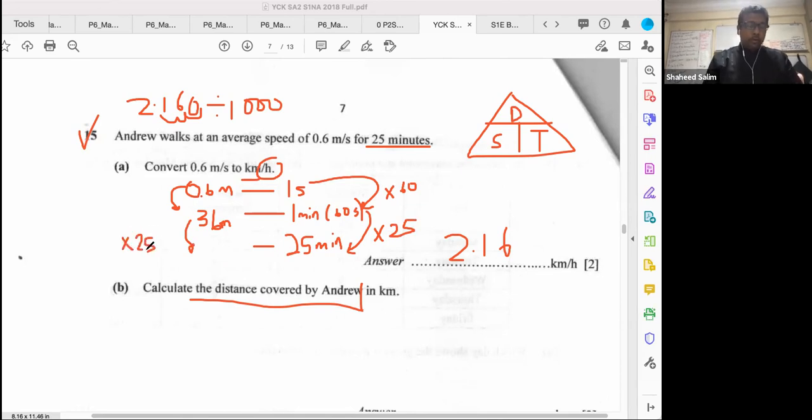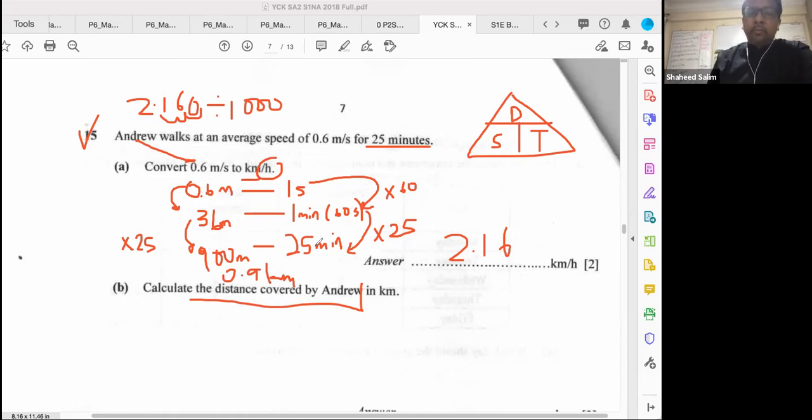Let's see now. Okay, let's see whether he's correct. This is not correct. You want in km now. Times 25. 36 times 25. You get 900 meters, which is 0.9 km. This is now for question B. Notice, you do the same thing because this is Andrew's walking speed. So 0.6 meters in 1 second. Then you find 1 minute, then find 25 minutes, that's it.